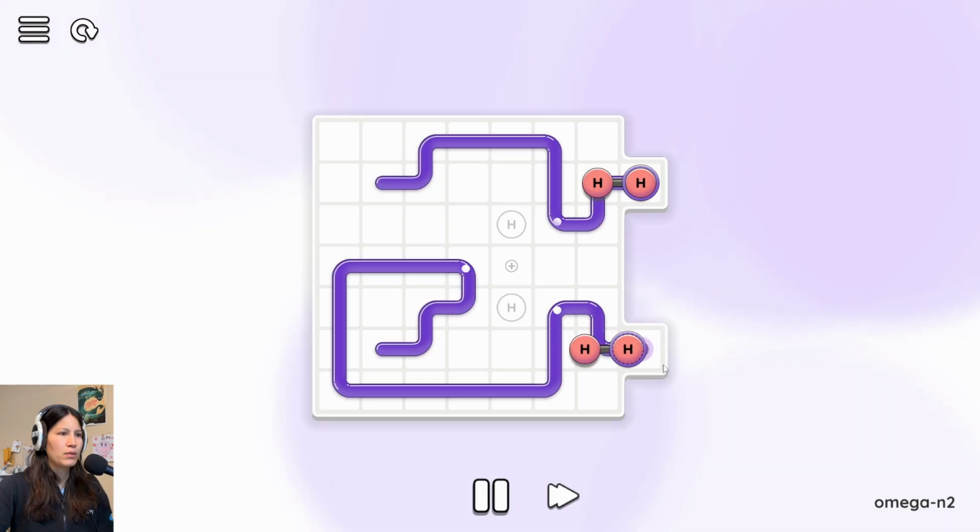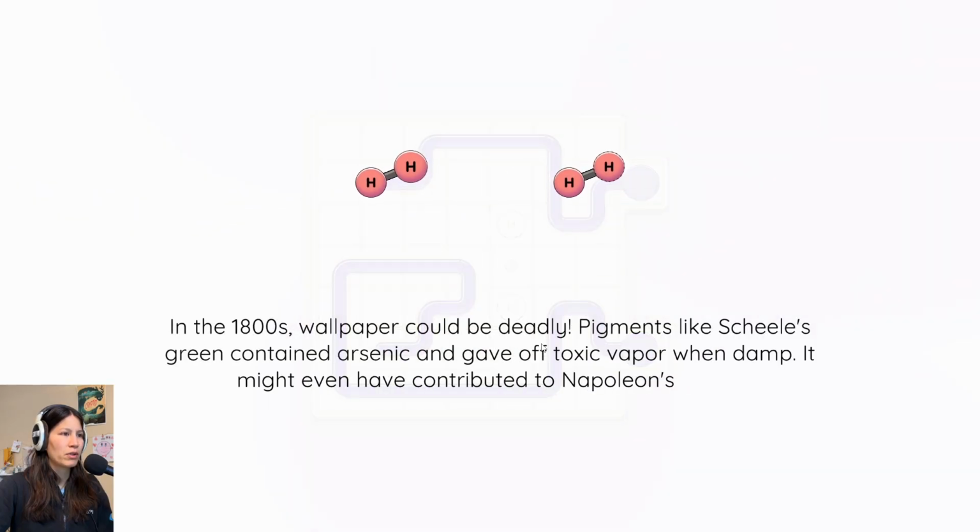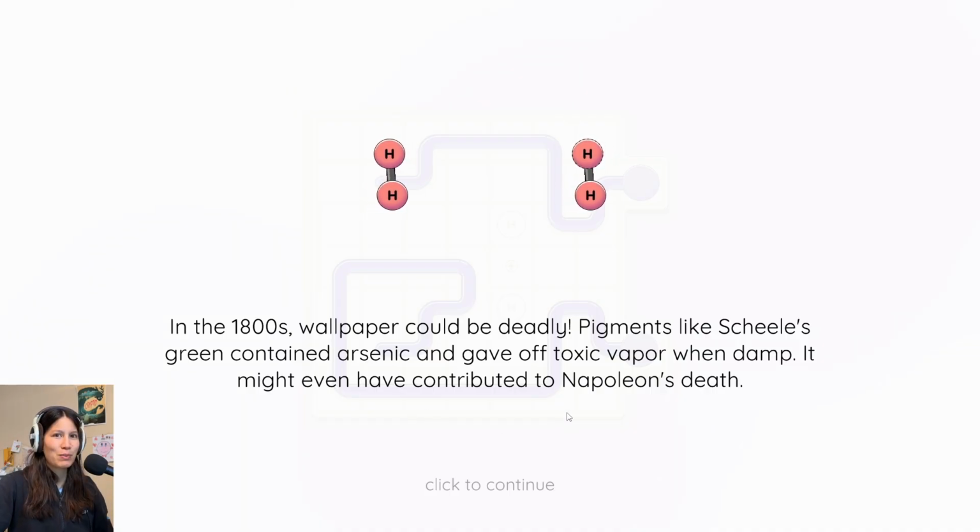Yeah. Boop. In the 1800s, wallpaper could be deadly. Pigments like Scheele's green contained arsenic and gave off toxic vapor when damp. It might even have contributed to Napoleon's death.